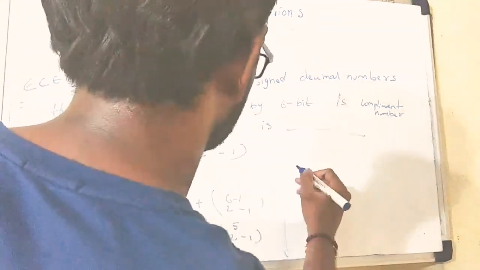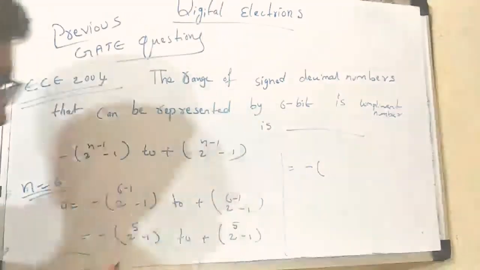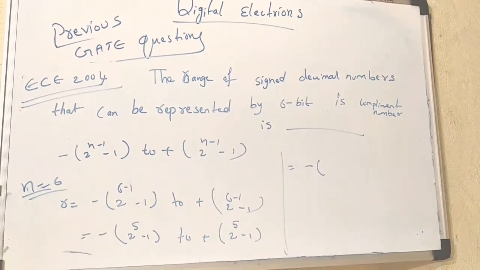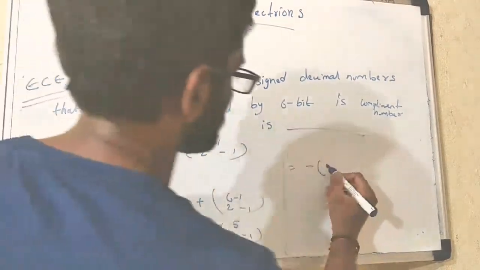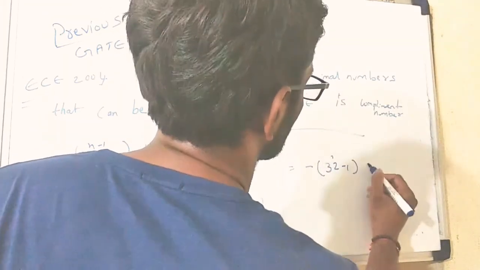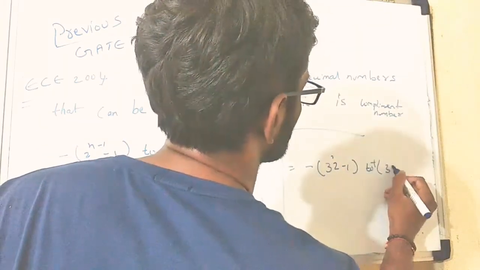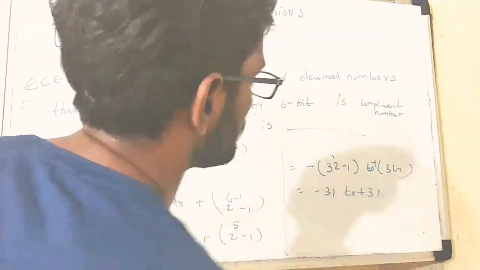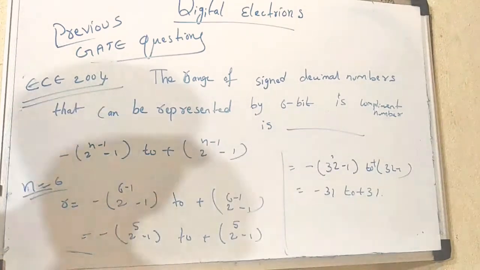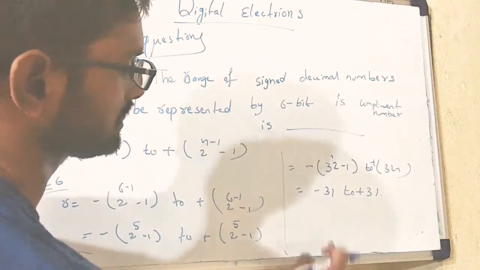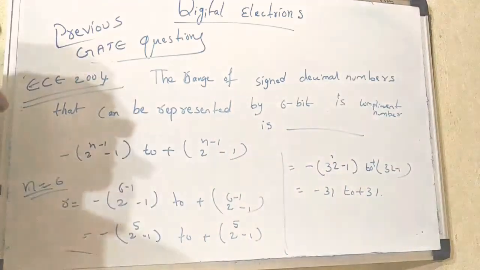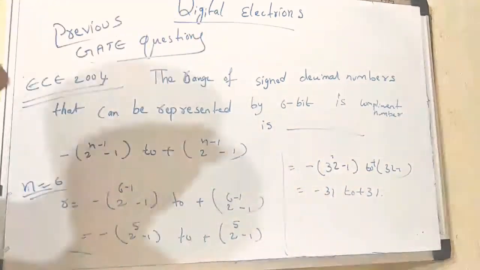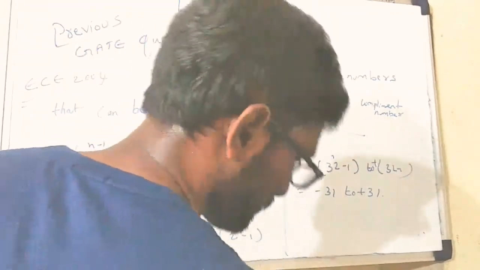Here 2^5 is nothing but 32, so the range is -32 + 1 to +32 - 1, which equals -31 to +31. If that same question is asked for signed magnitude representation, the value is the same, but for 2's complement representation the range is from -32 to +31.